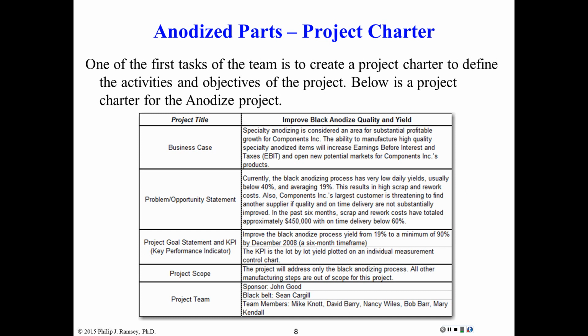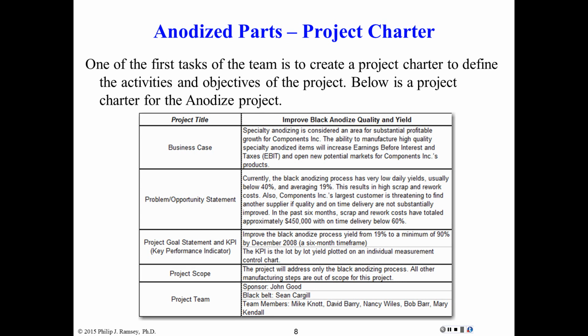So in this case, the problem statement, again, is the key part to this, the problem and goal statement. Currently they are running very low yields. In fact, you'll see later they're averaging about 19%. As a result, they have high levels of scrap and rework, and they're running very big backlogs. In other words, the parts are of such poor quality they just can't ship enough of them, and in the last 6 months they figure they've lost about $450,000.